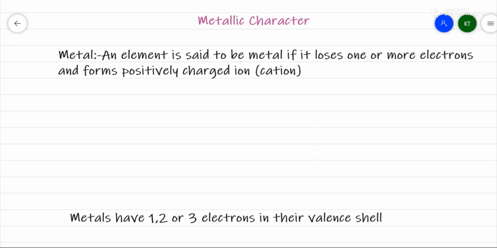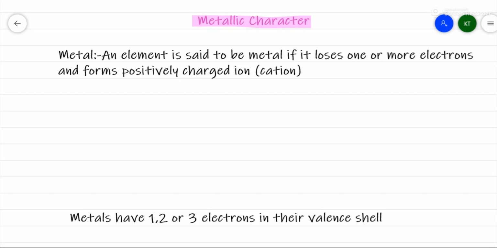In this video, that is video number 6, we are going to discuss one more periodic property that is known as metallic character. But before going into that, let us see what are metals.